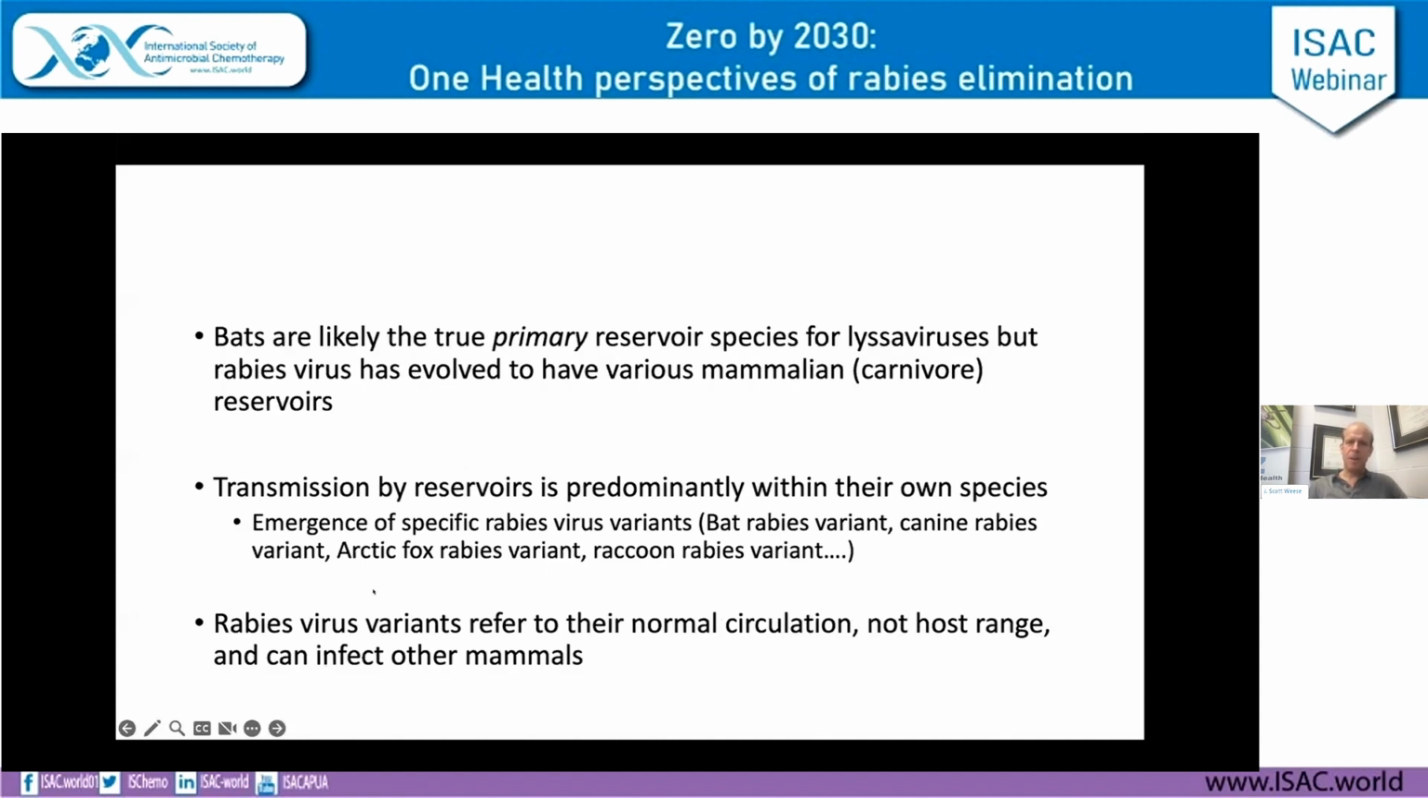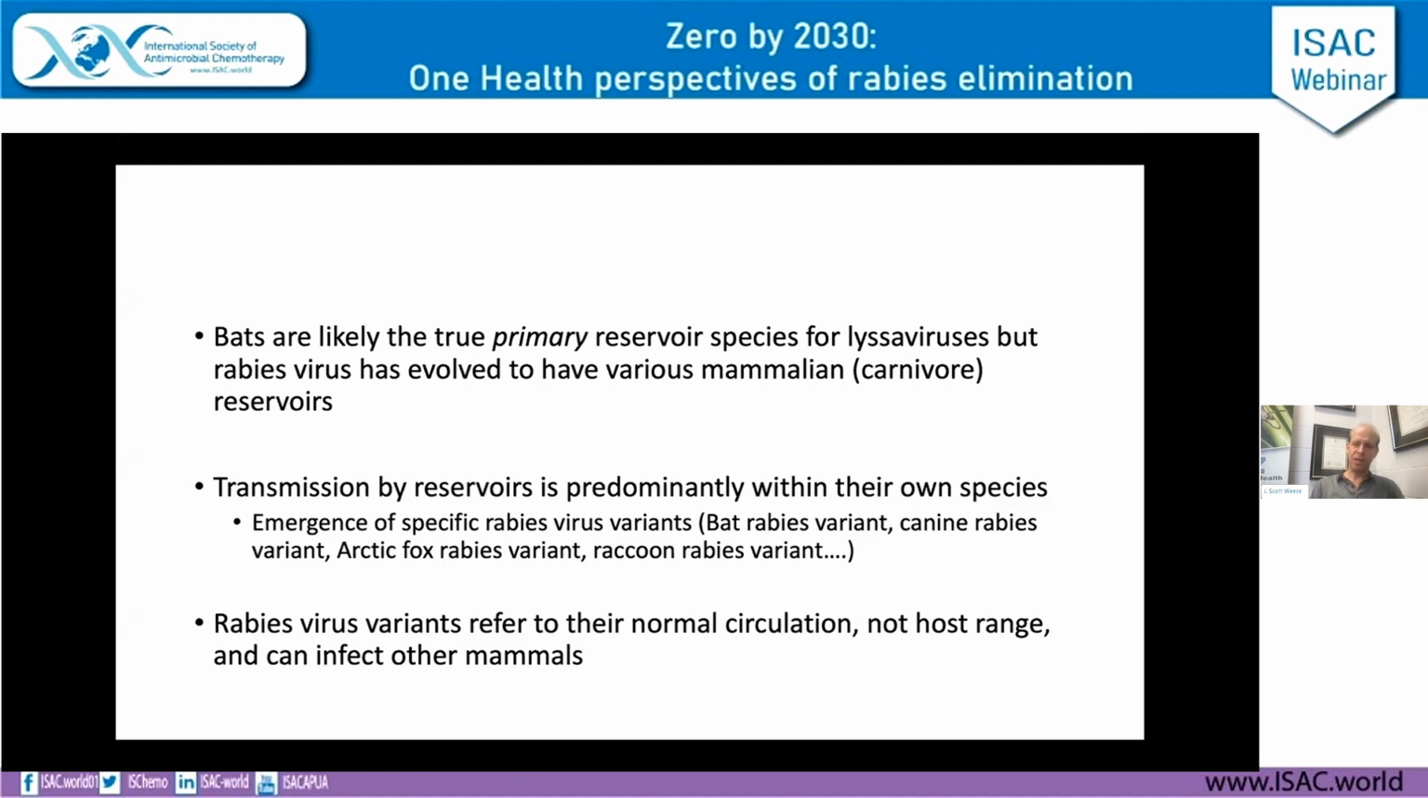So as mentioned before, bats are probably the true primary reservoir for lyssaviruses and rabies virus, but the viruses evolved to have various and typically mammalian reservoirs. So within each of these reservoirs, there's their own variant species. We've got Arctic fox rabies variant, we have raccoon rabies virus variant, canine rabies virus variant.